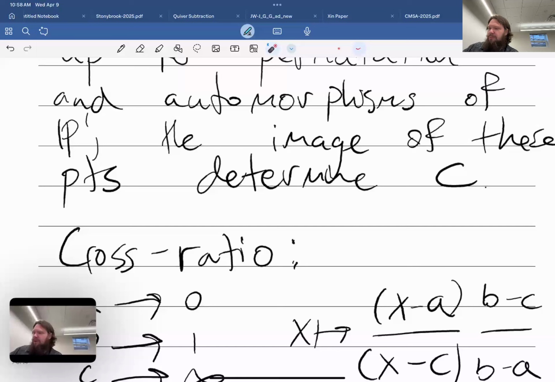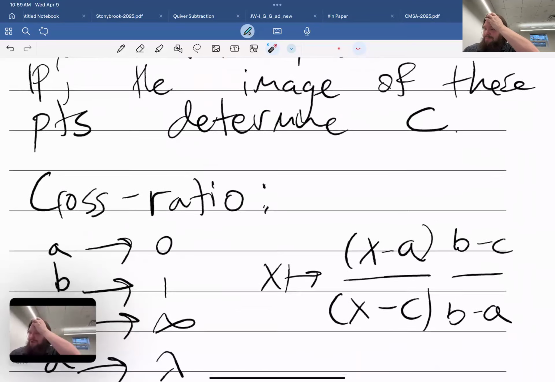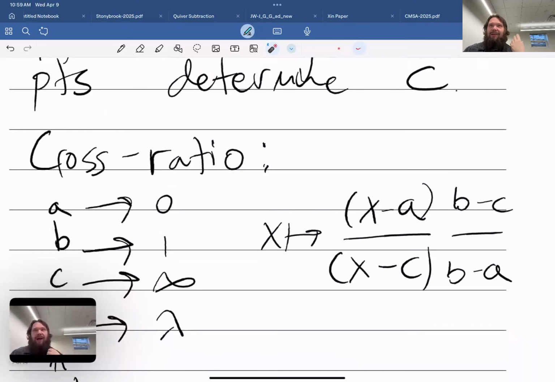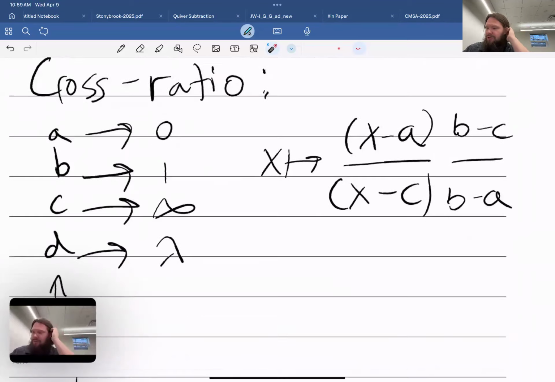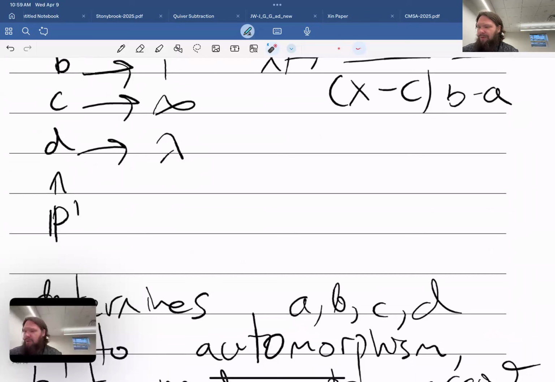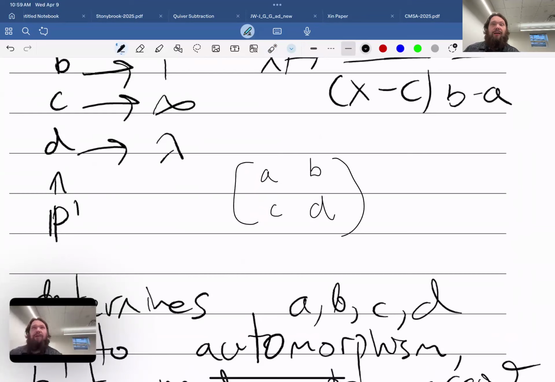Now, there's an obvious symmetry here, which is that P1 has a bunch of automorphisms. Here I wrote an example of one of them, often called fractional linear transformations. If I have A, B, C, D, an invertible matrix, that induces a map from K2 to K2, which sends lines to lines. So this induces a map from P1 to P1.